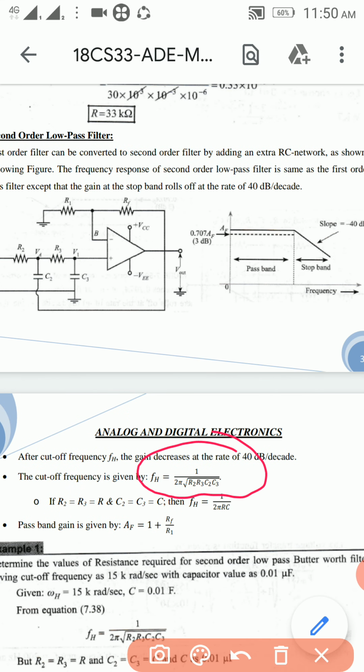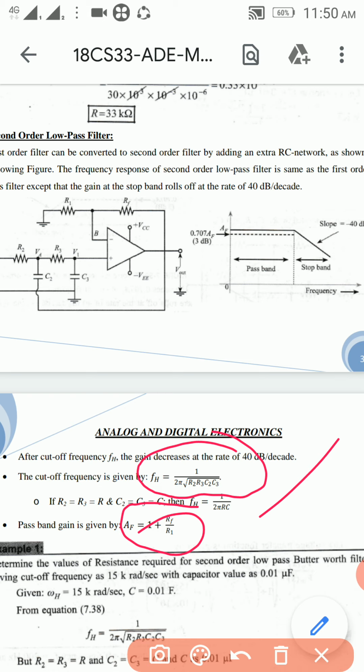For this you should remember the formula: FH is equal to 1 by 2 pi under root of R2 R3 C2 C3. But if R2 is equal to R3 is equal to R and C2 is equal to C3 is equal to C, then FH is equal to 1 by 2 pi RC. The passband gain is always similar, that is 1 plus RF divided by R1. That is your passband gain.